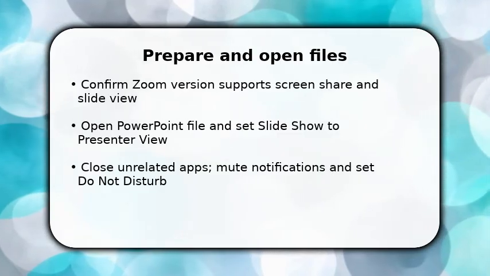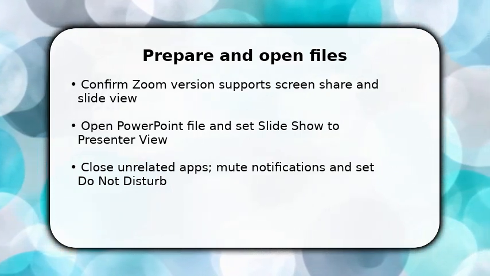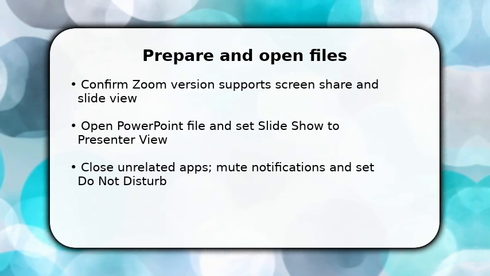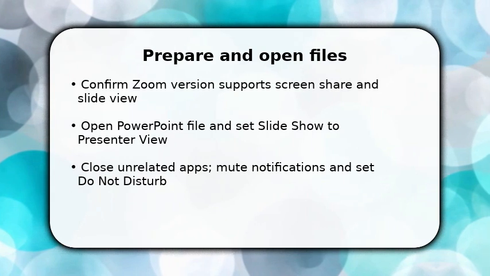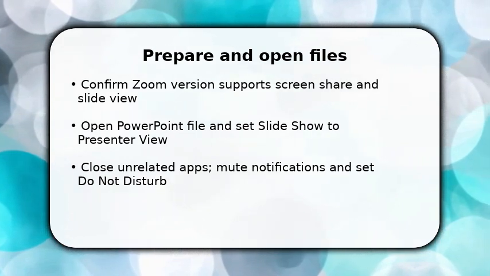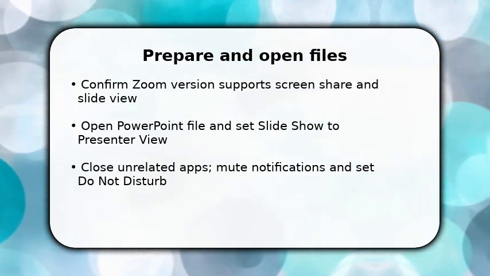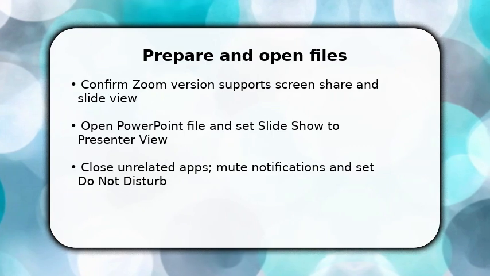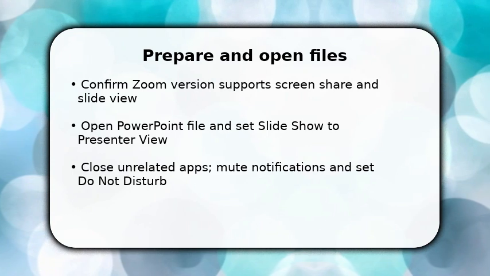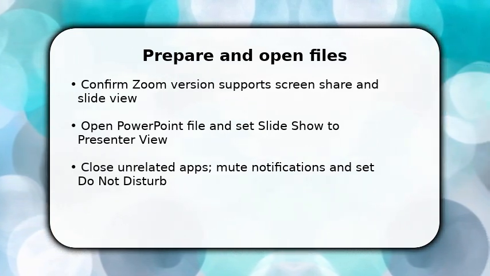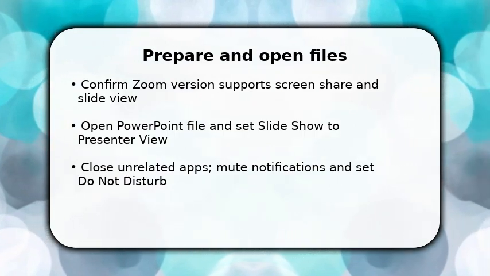You begin by preparing files and the environment. Open your PowerPoint and switch slideshow to presenter view so notes remain private. This matters because you need control over timing and cues. Once done, sign into Zoom and join the meeting as host or co-host. Make sure screen share permissions are enabled. Close background apps and enable Do Not Disturb so audio and pop-ups do not interrupt the presentation. Now you're ready to share with confidence and maintain professional pacing.